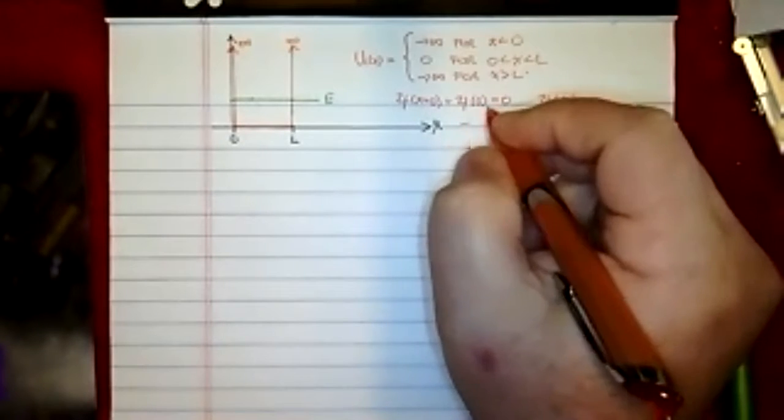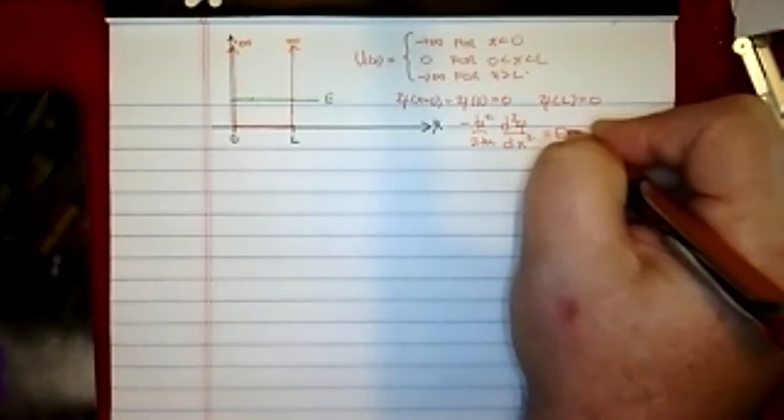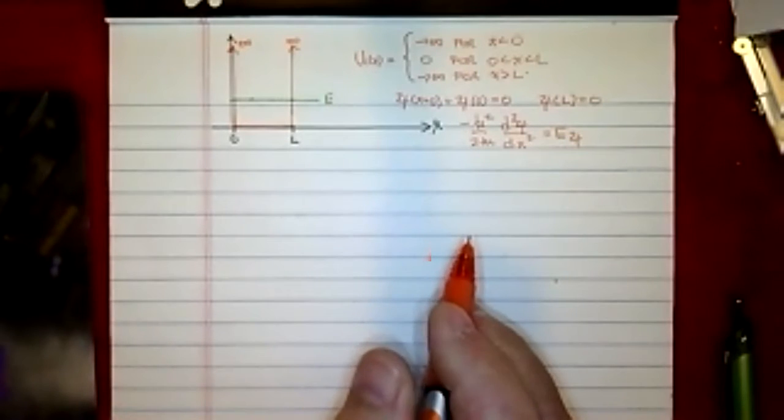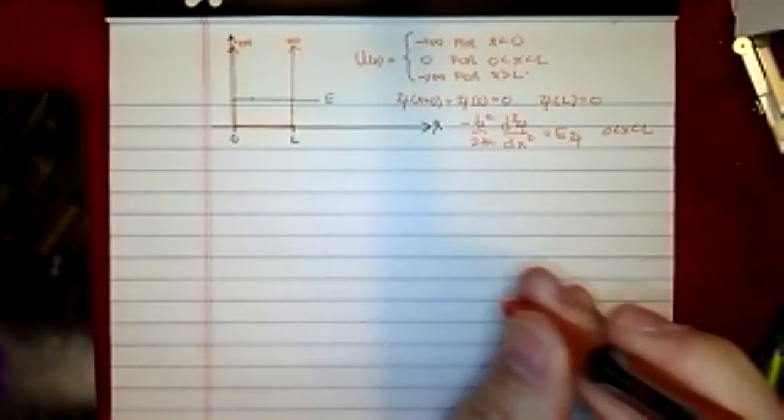These are boundary conditions, and of course Schrodinger's equation in the area between 0 and L is negative h bar squared over 2m. This is one dimensional, so I don't have to do a partial derivative. It's the second derivative of psi with respect to x squared is equal to E psi, and E, of course, is the energy that the particle has. And this again is for 0 less than x less than L. It's, of course, not even necessary to write the equation for the other parts.